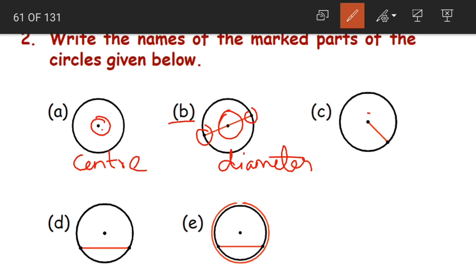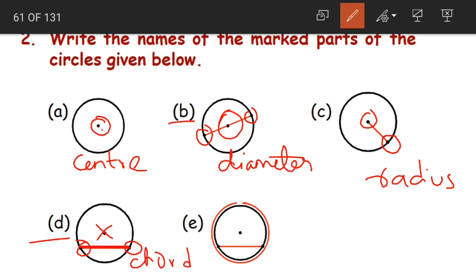Now coming to C, what is it? It is a line segment joining the center and a point on the circle, so it will be a radius. Now coming to D. D is again a line segment joining 2 points on the circle. It is not passing through the center, so it is simply a chord.